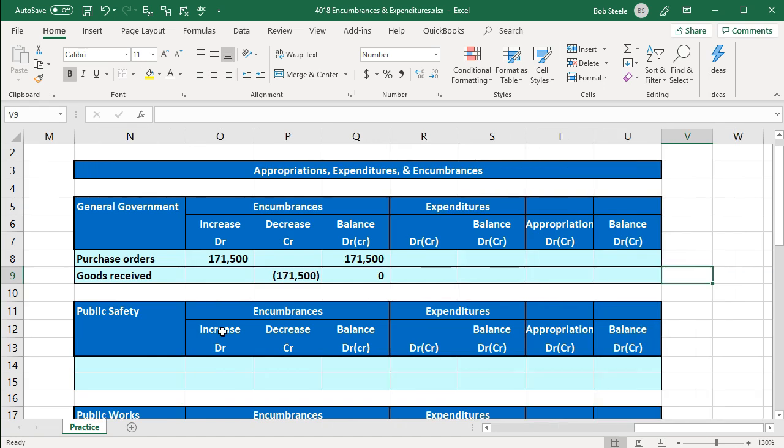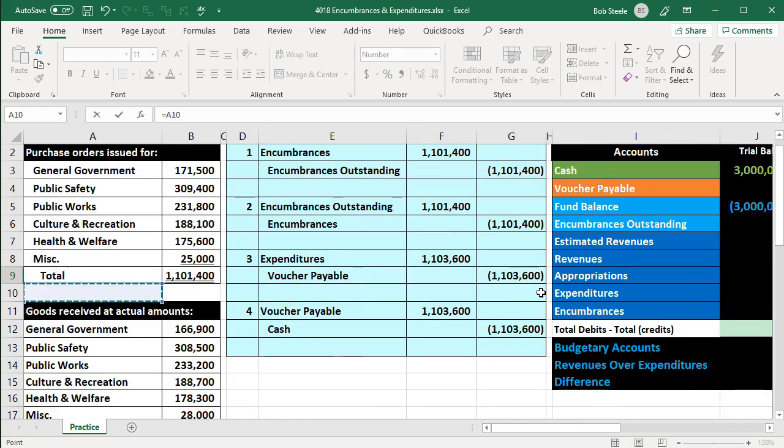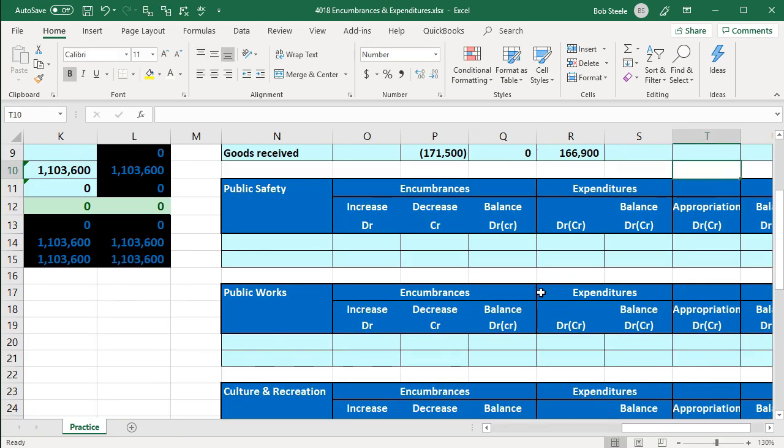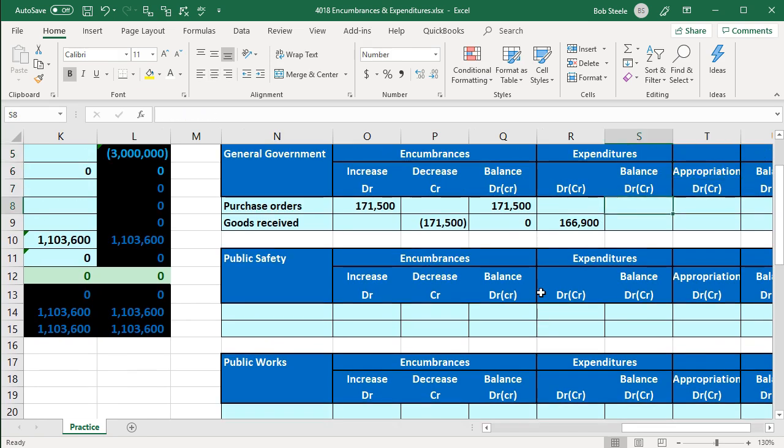Then we'll record the expenditure. This is the actual expenditure. This was an estimate in the encumbrance section. It'll be a debit. So I'm going to say debit over here, scrolling back down. Actual expenditure, the 166.9. That is going to be equal to the balance. So same balance here, of course.